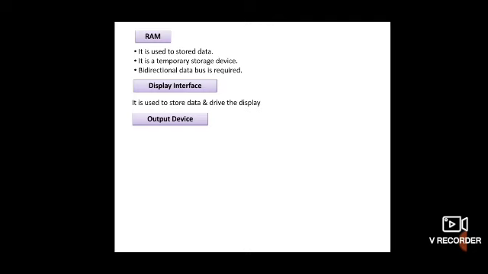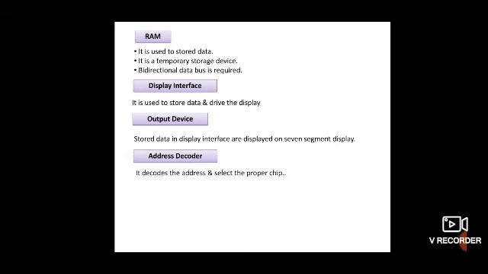And the last one is the output device. Output device means 7-segment display. What do you mean by 7-segment display? When we use a microprocessor kit, I will show you the 7-segment display in the computer lab. So the output device stores the data in the display interface or displays it on the 7-segment display.